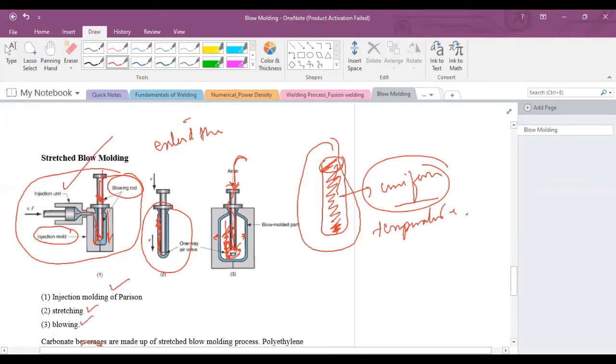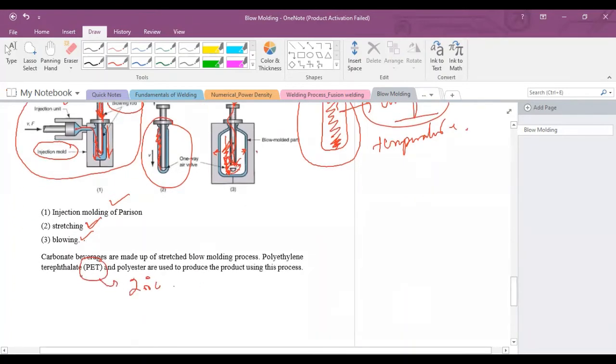Like the blow rod will move downward or extend downward. This is the stretching. And blowing is the expansion of the parison wall to the mold cavity. Carbonated beverages, plastic cold drink bottles are made by the stretch molding process.